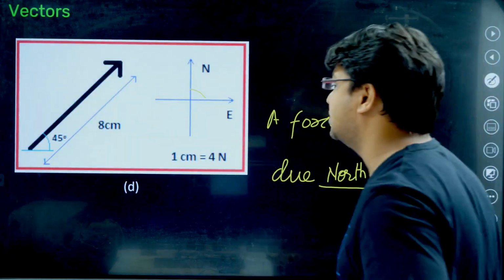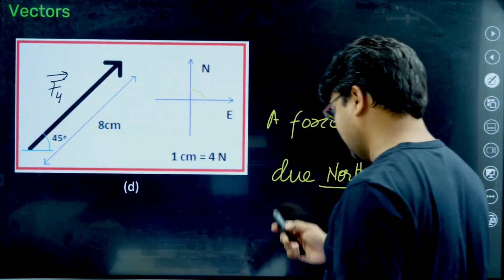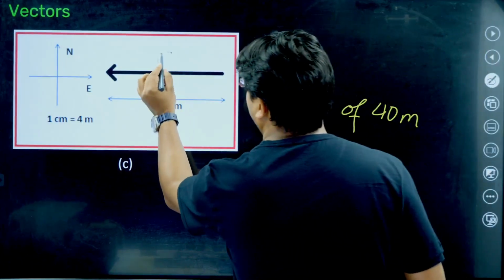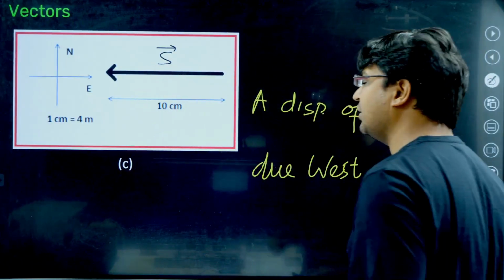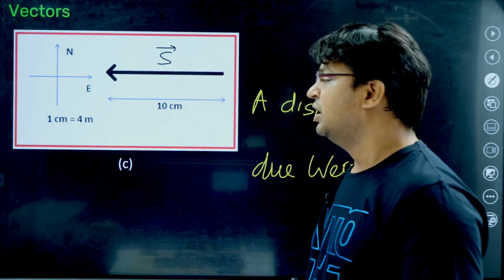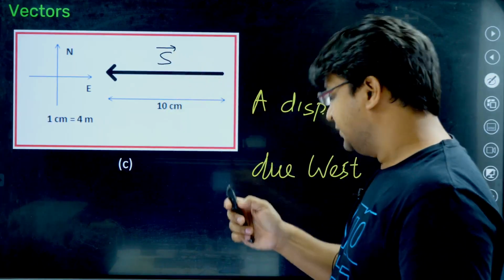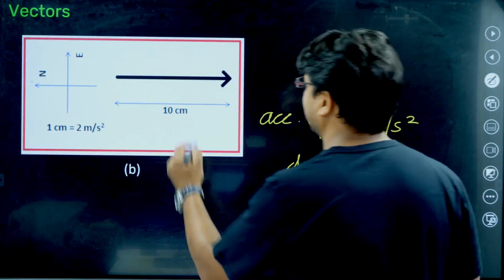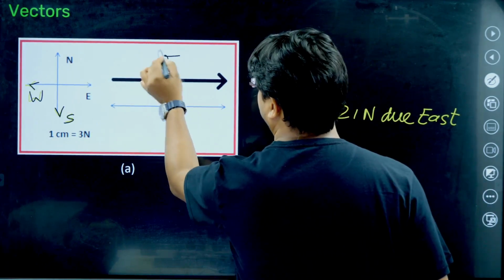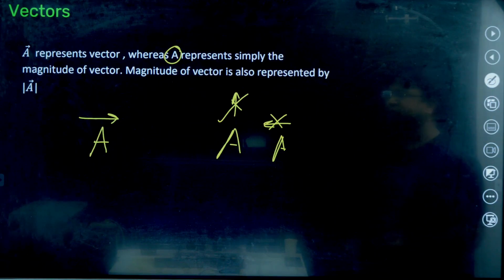So again, this was a force. I could have named it F4 vector. This was a displacement. I could have called it S. So you see, whatever symbol I'm using as the name of the arrow, I'm putting an arrow overhead on the symbol to indicate that this represents a vector quantity. This, let's say, is acceleration. This is again a force, let's say F1 force. So like this. Now coming to the terminology.